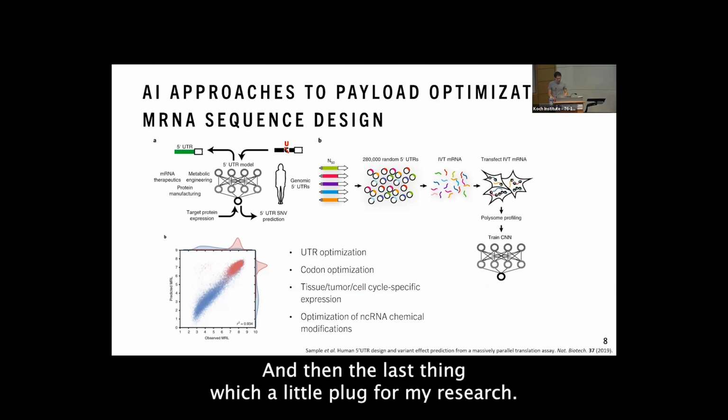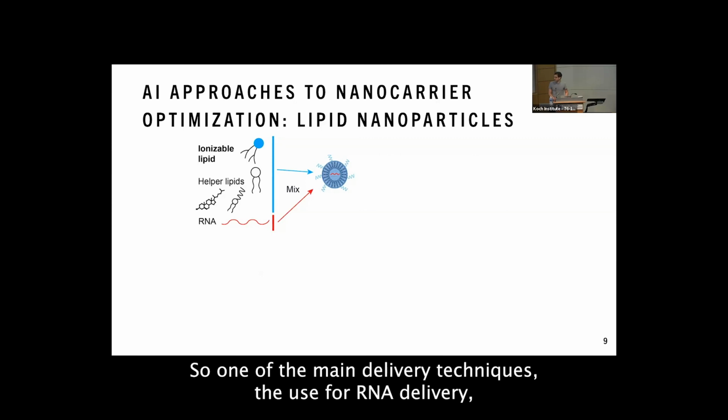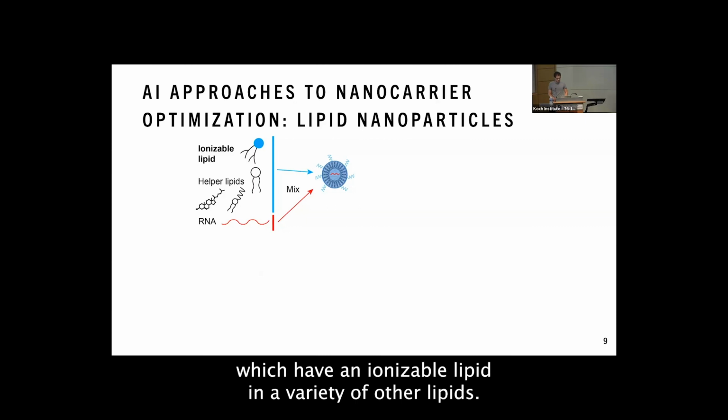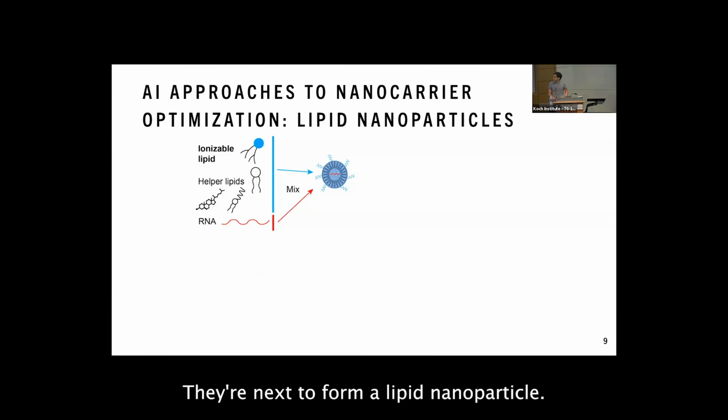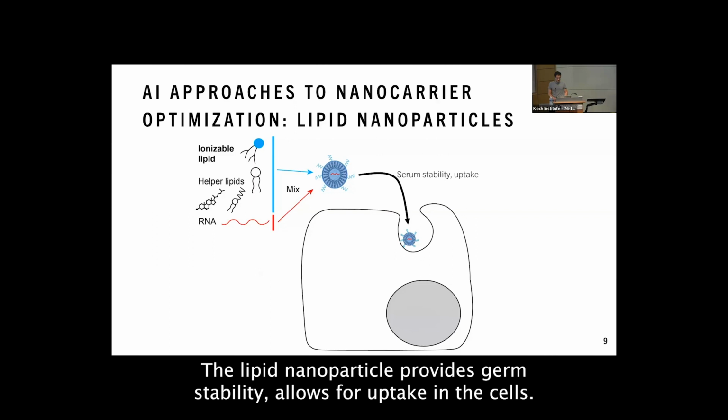And then the last thing, a little plug for my research. One of the main delivery techniques used for RNA delivery, particularly mRNA delivery, is lipid nanoparticles, which have an ionizable lipid and a variety of other lipids. They're mixed to form a lipid nanoparticle. The lipid nanoparticle provides serum stability and allows for uptake into cells.